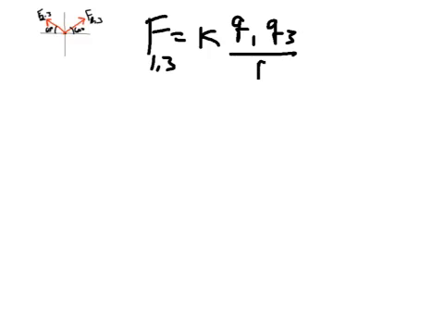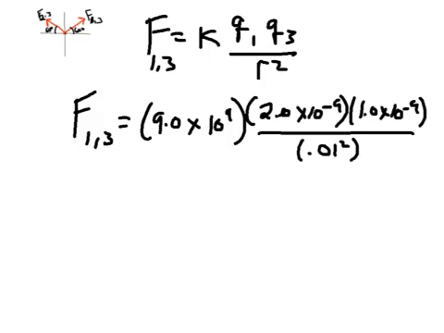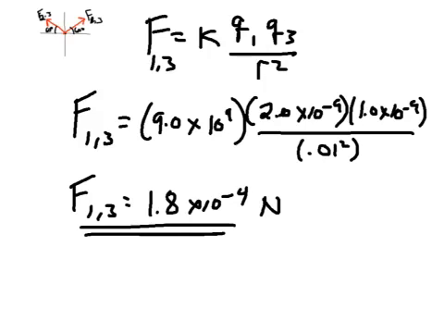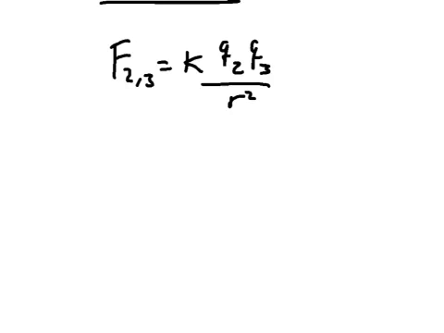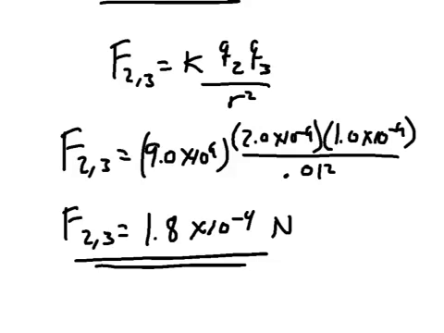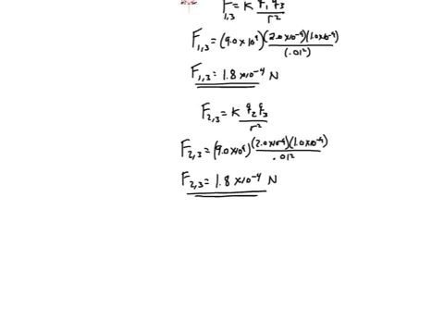So we start out with Coulomb's law for each force. Let's do force 1 on 3 first. We're going to have Q1 Q3 over r squared. Our setup looks like this, and our solution is this. Then let's take a look at F2 on 3. We'll set up F2 on 3 like this, and it is, of course, 1.8 times 10 to the negative 4 newtons.